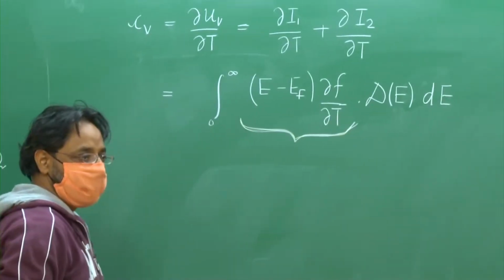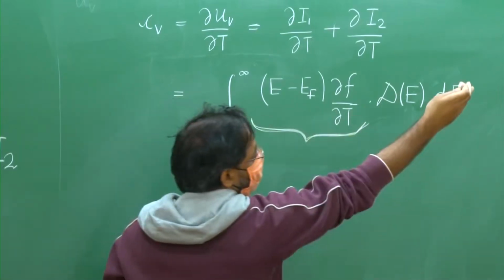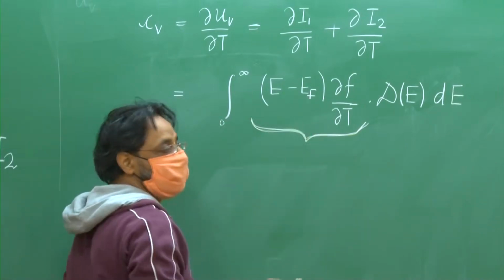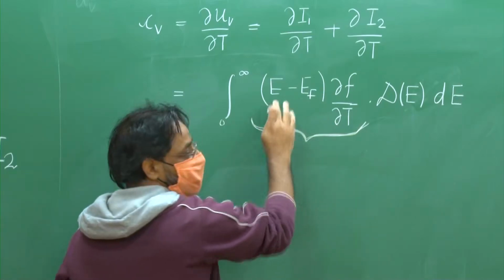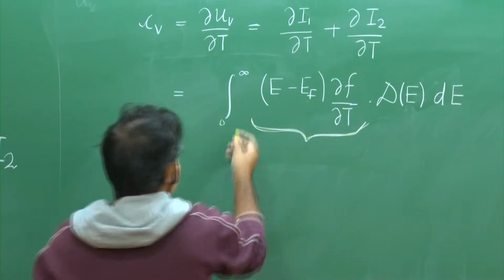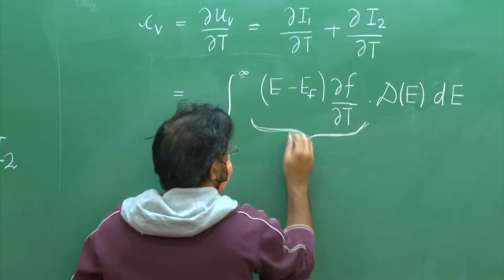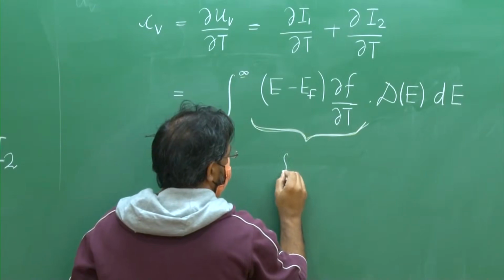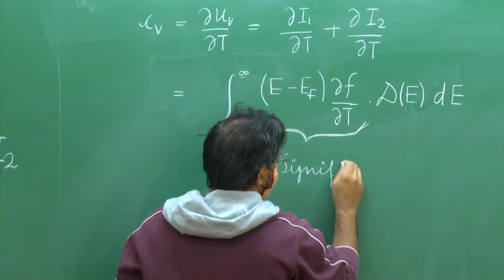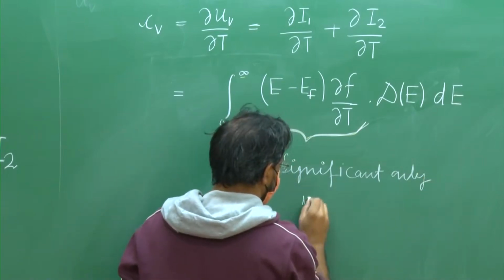You should go home and try to verify it. You can use MATLAB or something to plot this function. You know f, the functional form of f. For EF, you can fix some number. It is a constant, and then you plot it as a function of E. Because everything you are doing is as a function of E, integration and all, you will see that this quantity has a significant value only in the vicinity of EF.